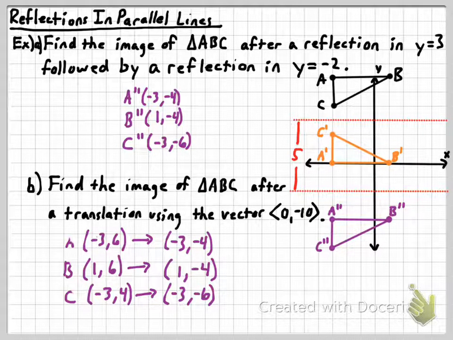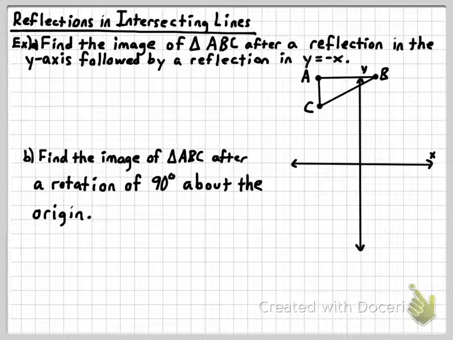Now let's look at the double reflection in intersecting lines. This time we're going to show that when you reflect a figure in two different lines that intersect one another, first of all the final image will be a rotation of the original figure, and its angle of rotation will be twice the angle between the two lines of reflection. Those two lines of reflection are going to be the y-axis followed by the line y equals negative x.